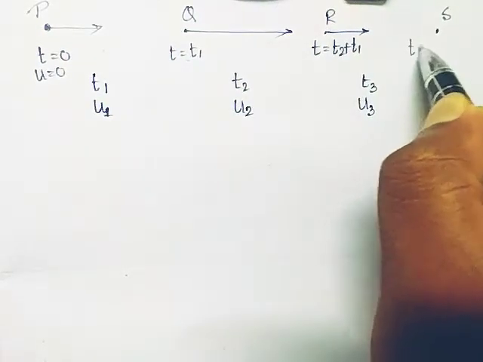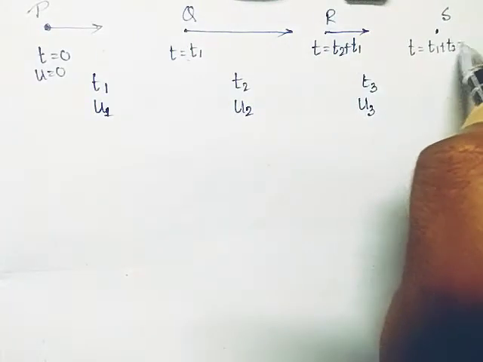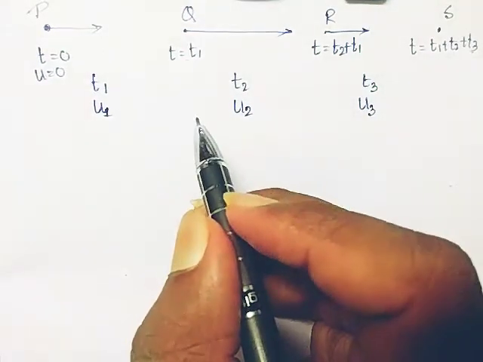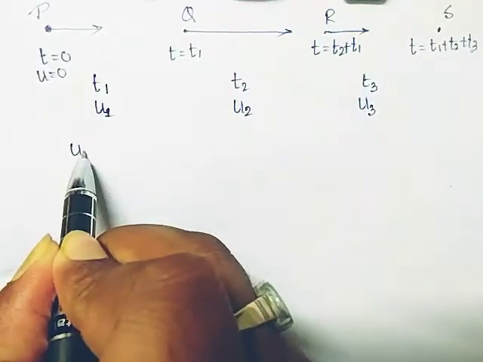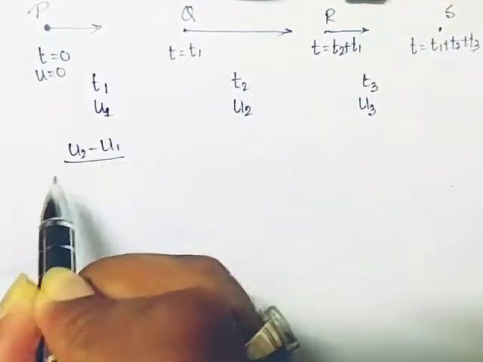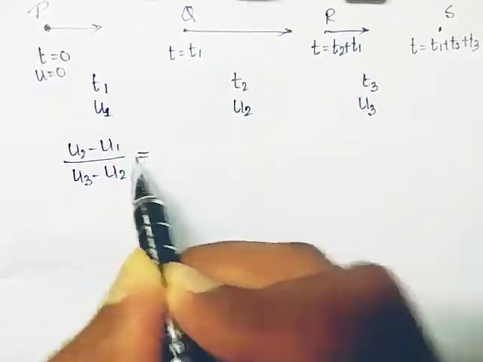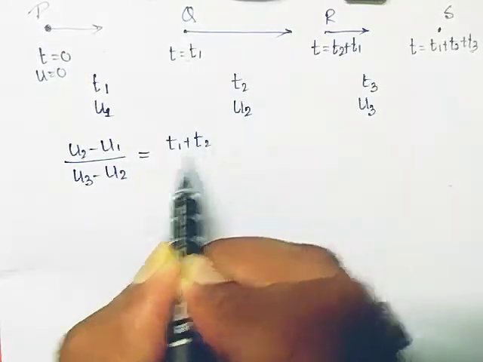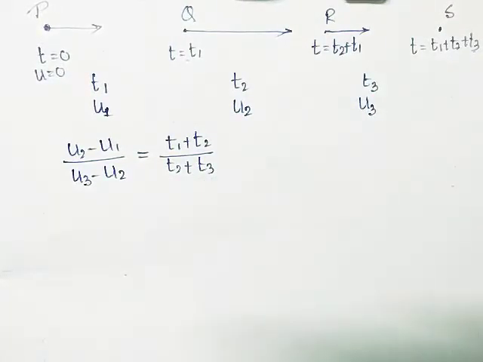The total time in reaching P to S is t1 plus t2 plus t3, and from this we have to prove that u2 minus u1 divided by u3 minus u2 equals t1 plus t2 divided by t2 plus t3. This is what we have to prove.